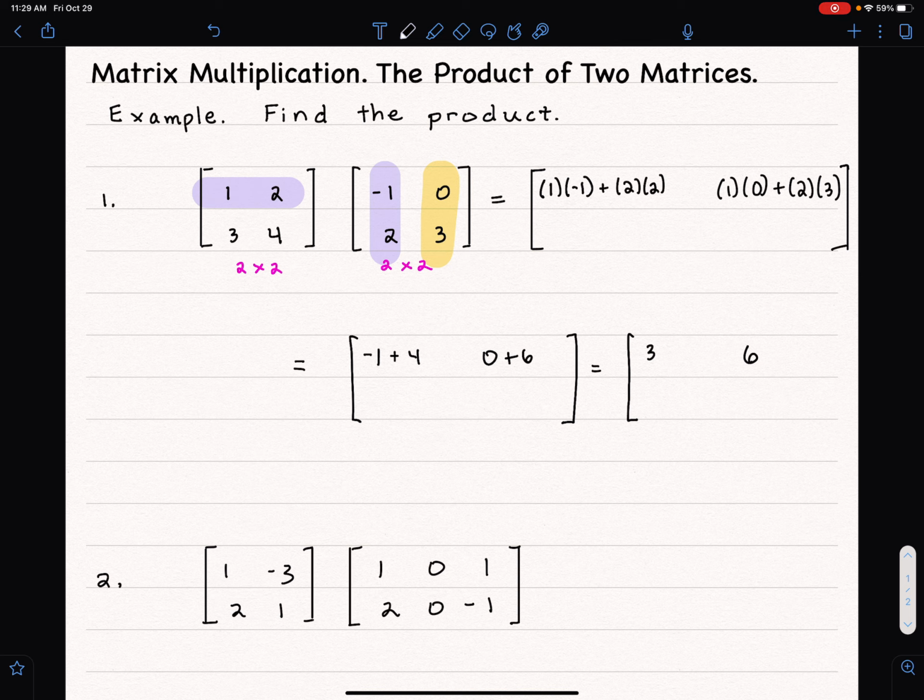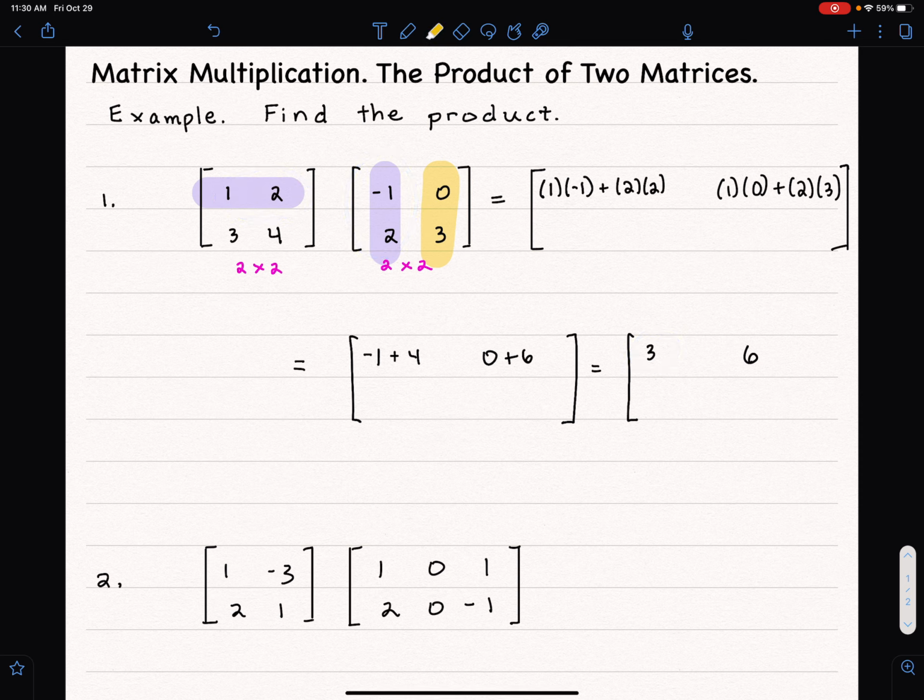All right, notice what I have. The first row dotting the first column gave the first entry of 3. The first row with the second column gives the entry 6, which is in the first row, second column of the product. First row, first column gives first row, first column.